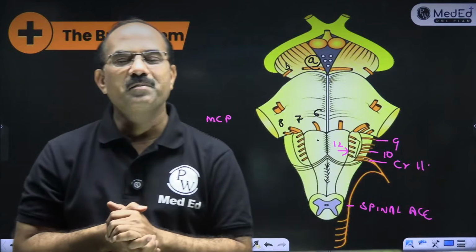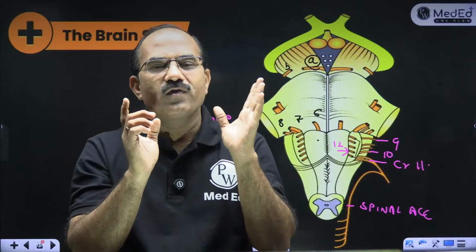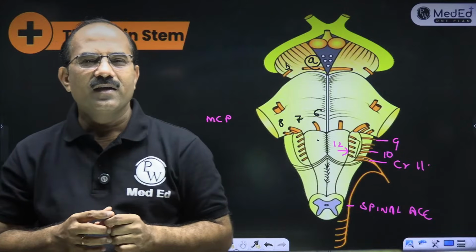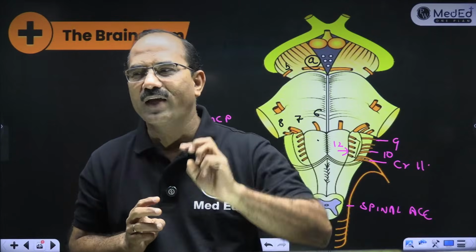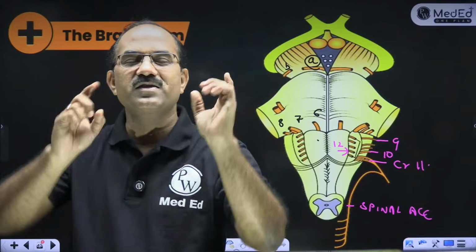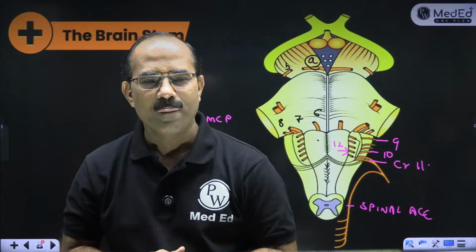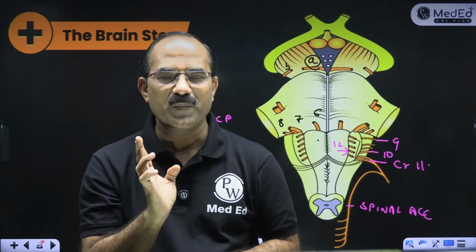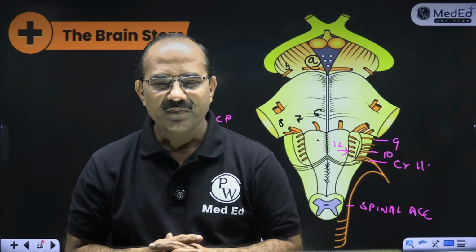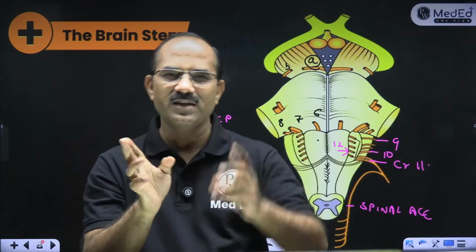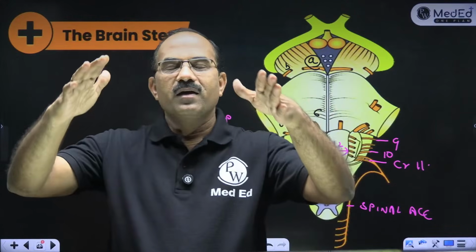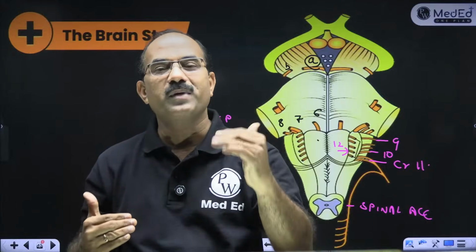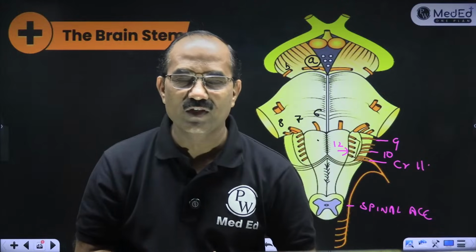What else does the pharyngeal plexus supply? It supplies all the longitudinal muscles of the pharynx except stylopharyngeus, which is supplied by the glossopharyngeal nerve. It supplies all the circular muscles of the pharynx except the cricopharyngeus part of the inferior constrictor, which is supplied either by the external or by the recurrent laryngeal nerve.